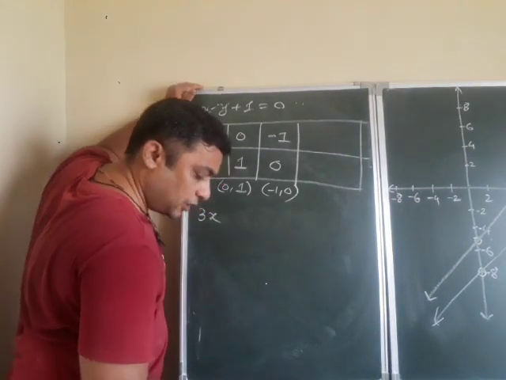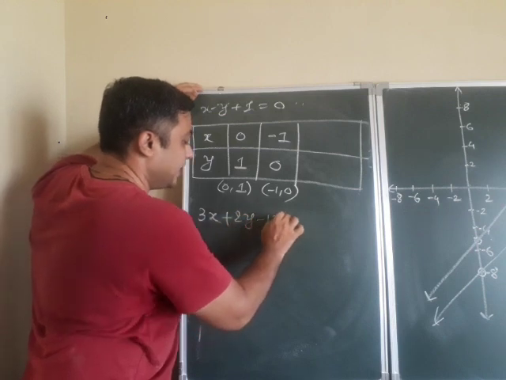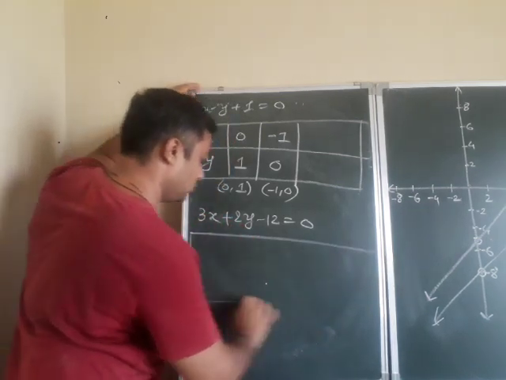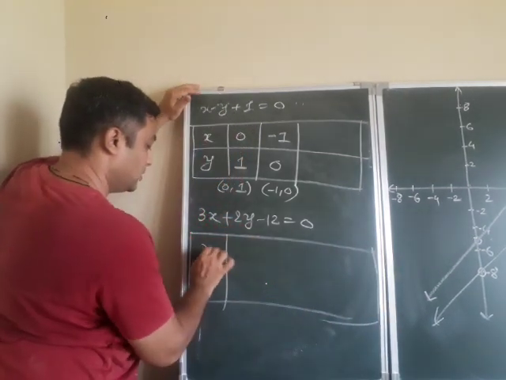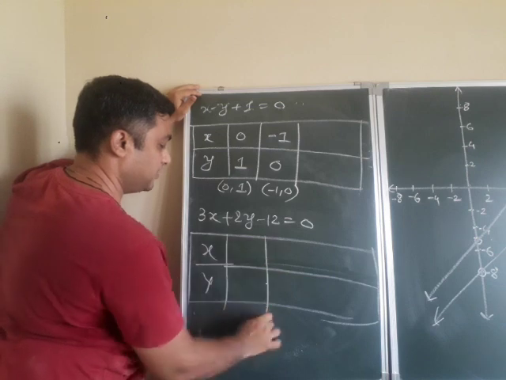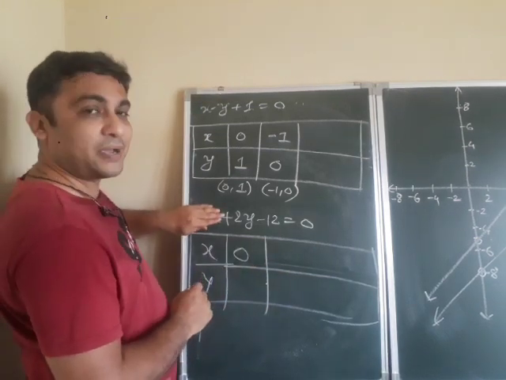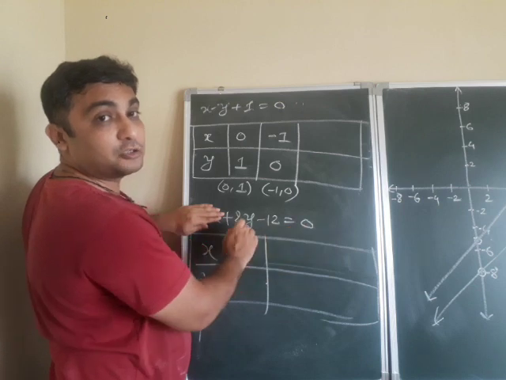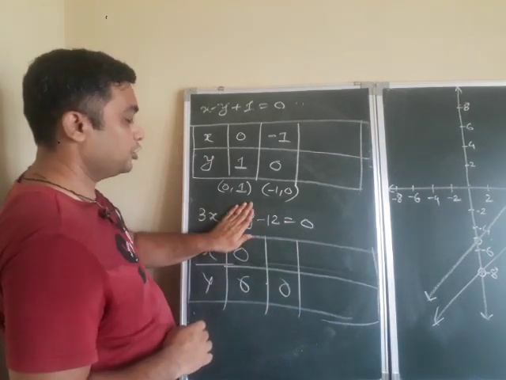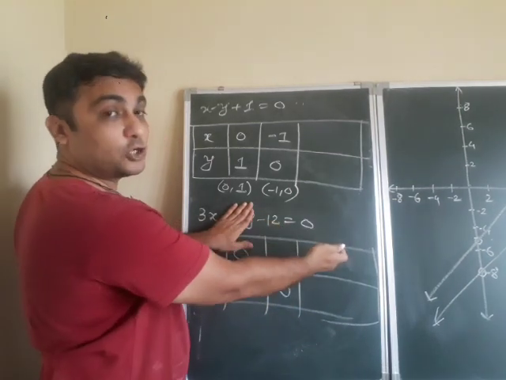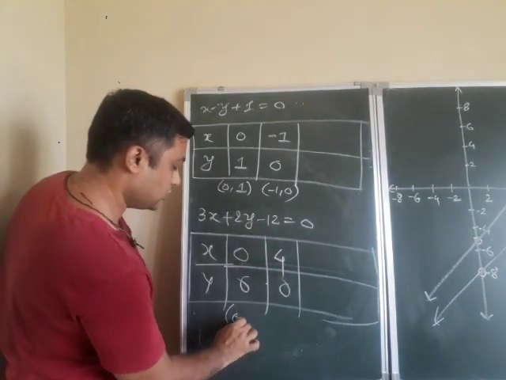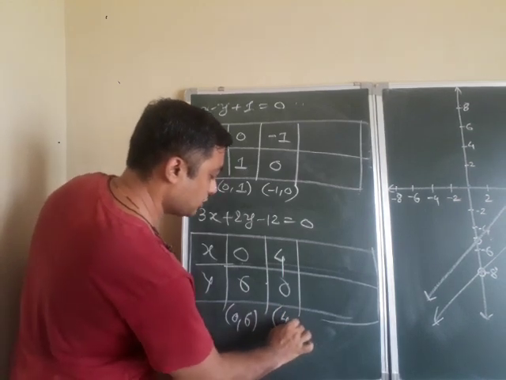3x plus 2y minus 12 is equal to 0. Let's find x and y. Let x be 0. So 2y minus 12 is 0. Minus 12 on this side, so plus 12. So 2y is equal to 12. So y is equal to 6. Let y be 0. So 3x minus 12 is 0. Minus 12 on this side, plus 12. So 3x is equal to 12. So x is equal to 4. So two points: (0, 6) and (4, 0).